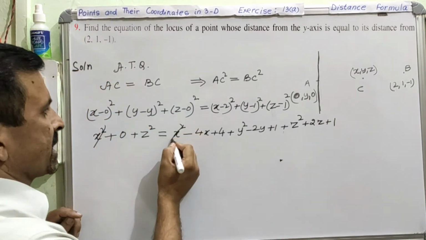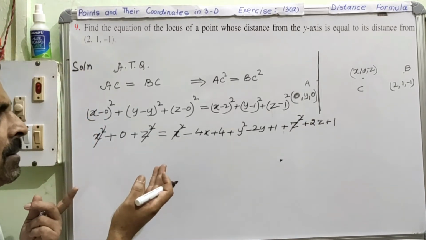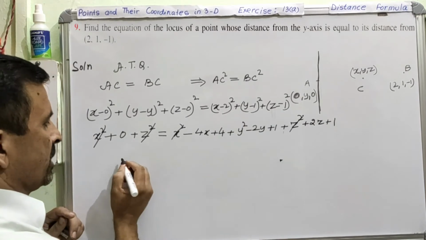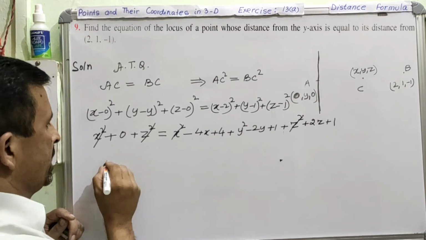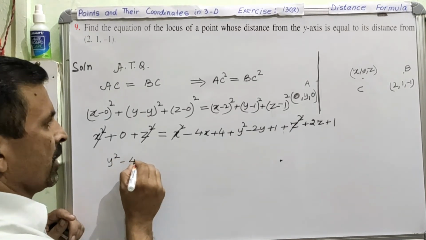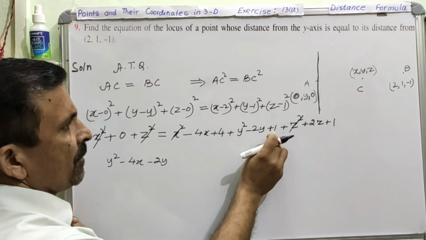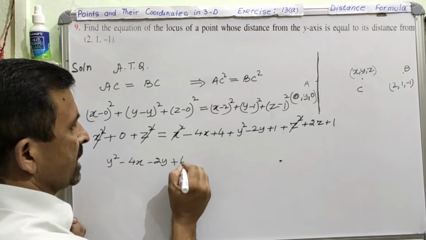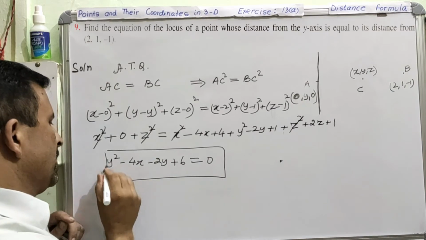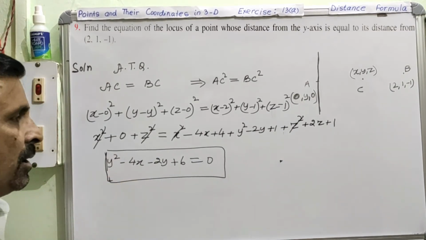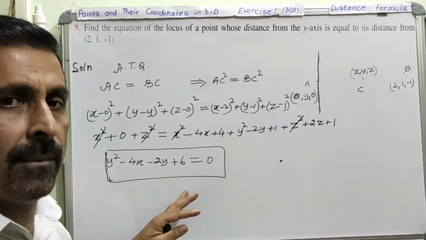Now let us simplify. X square will cancel this x square, z square will cancel this z square, and this side we have nothing. So let us write the final equation. This is minus, first of all, y square. We will write the y square minus 4x minus 2y, and then constant we have is 4 plus 1 is 5 and plus 1 is 6. So plus 6 is equal to 0. If nothing more can be done, this is the simplest form. This is the final reduced equation. So this is your locus of point which is at equal distance from A and B. Hope I am very clear to you.